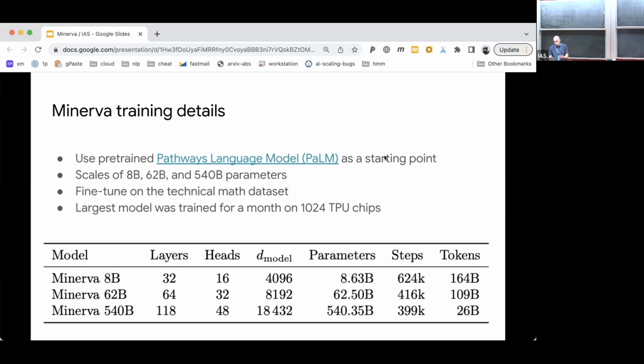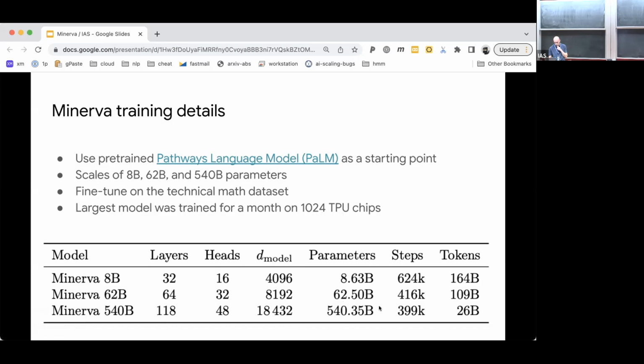We started with a pre-trained language model called PaLM from Google. This was trained on just general scrape data from the internet, Wikipedia, some books. This model comes at 3 sizes, from 8 billion parameters to 540 billion parameters. So we took these models and then fine-tuned them on this technical math data set that I just described. And just to give a sense of perspective, the largest model here was trained for a month on 1,000 TPU chips. It's like 1,000 GPUs per month.